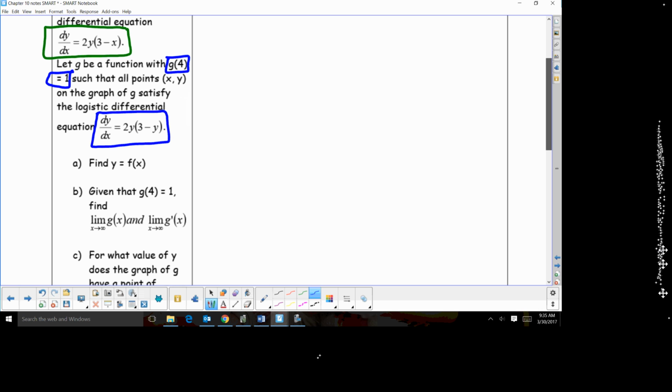And this was either 5 or 6 points out of the 9. I can't remember exactly. But out of 108 points total, is that a lot? Yeah. That's a lot. Especially when you need just 60 to get a 5. I don't know, maybe like 68. Something around there. Okay, so find y equals f of x.